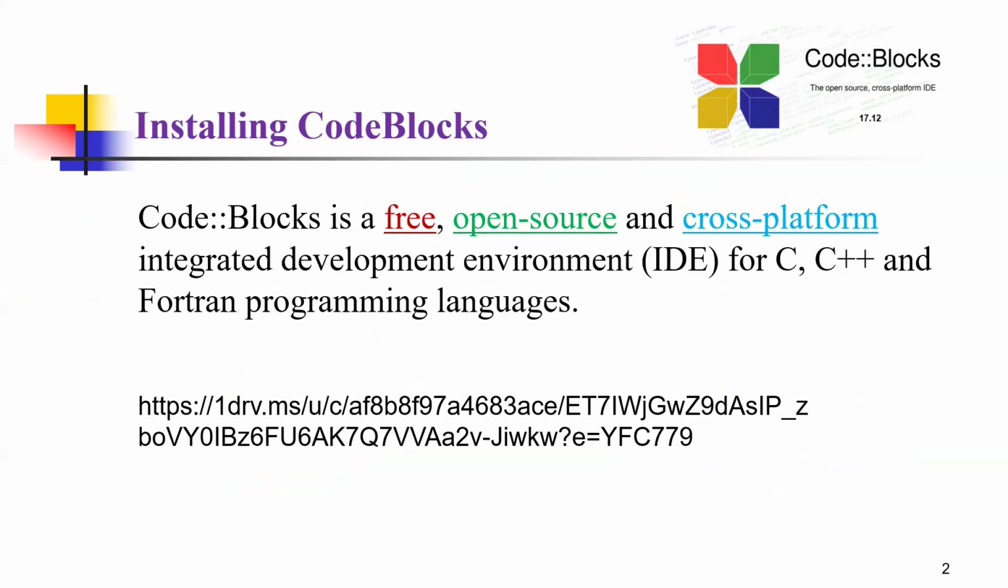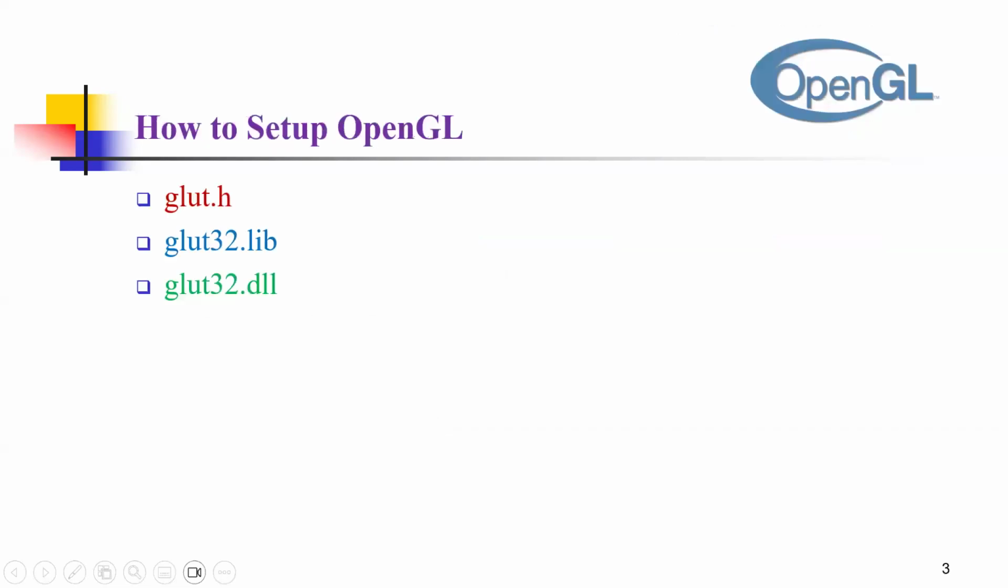We can install CodeBlocks from the official CodeBlocks website, or we can download it from the links which I have given. This link is also given in the description of this video. The download also contains the GLUT files which are required to configure OpenGL with CodeBlocks. So you can download from the link given in the description.